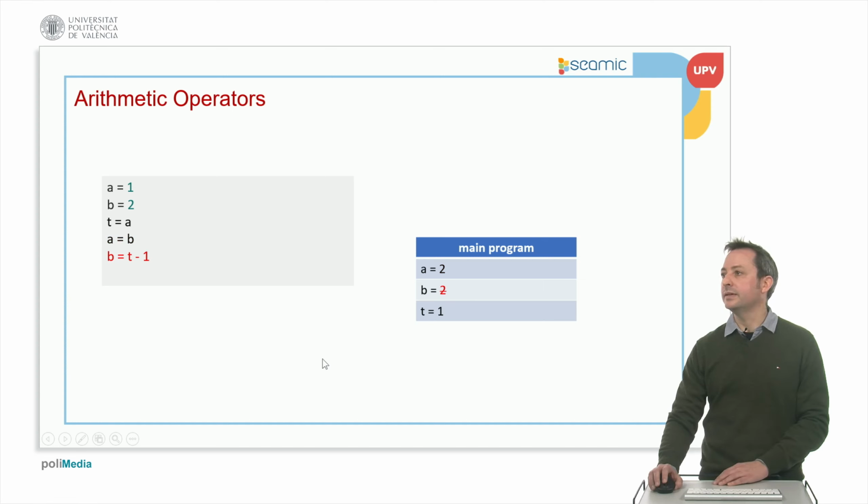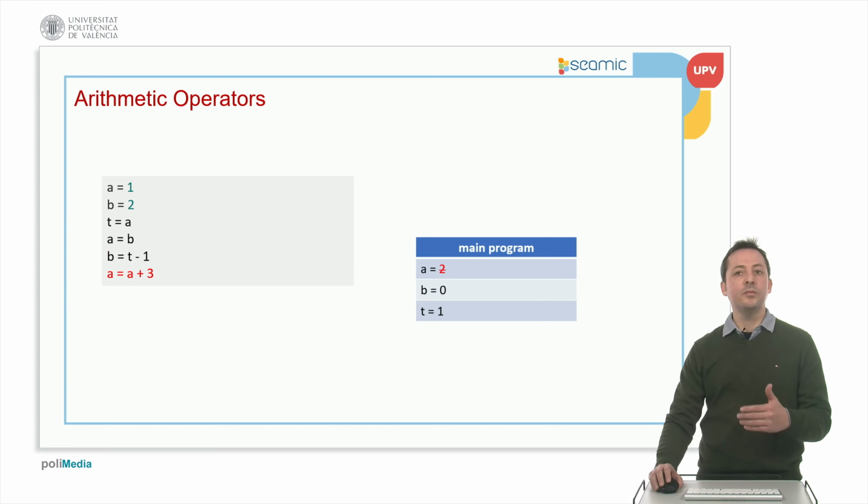Then we perform the following instruction, taking into account that this is an expression. So here we modify the value of variable b, deleting the current value, by the result of performing this operation: t minus 1. In this case t is 1, and the result of this operation is 0. So the value assigned to variable b at this point is 0.